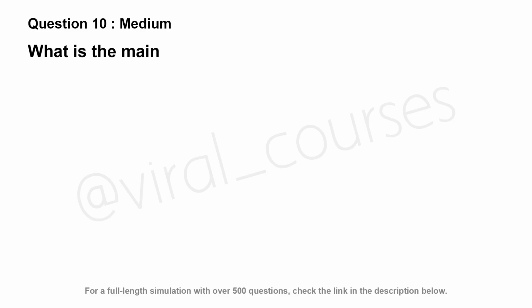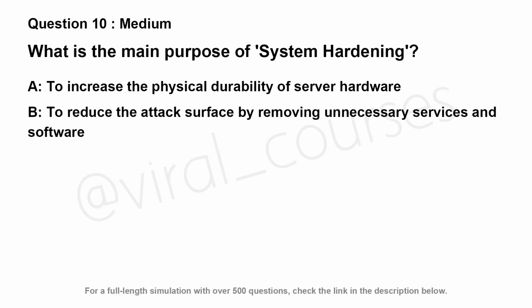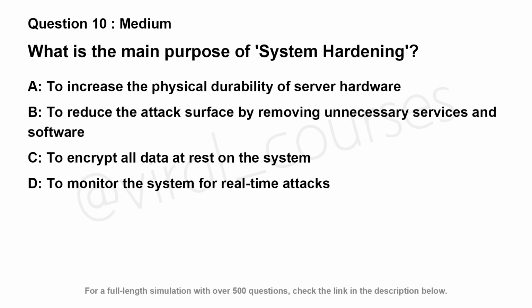What is the main purpose of system hardening? Option A. To increase the physical durability of server hardware. Option B. To reduce the attack surface by removing unnecessary services and software. Option C. To encrypt all data at rest on the system. Option D. To monitor the system for real-time attacks.